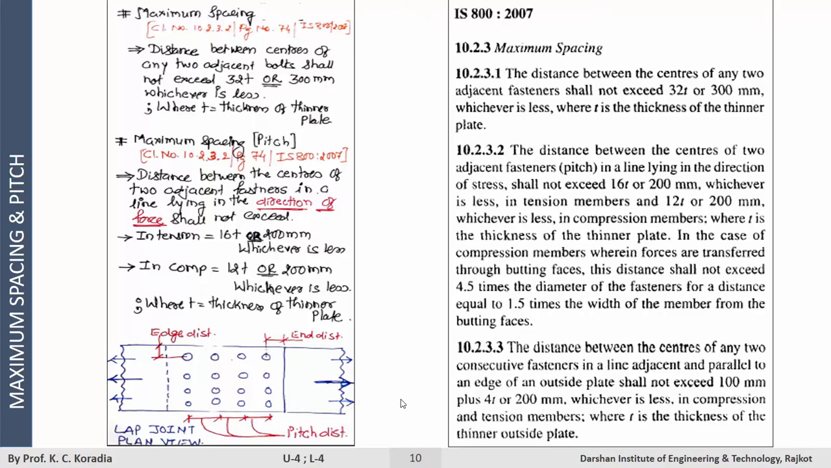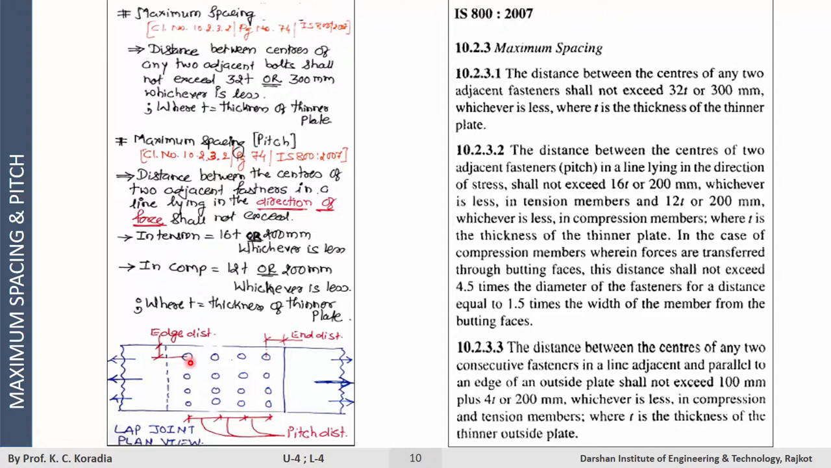Maximum spacing in the direction of force, which is also known as pitch distance. The distance between the centers of two adjacent fasteners in a line lying in the direction of stress or force shall not exceed, in a tension member, 16 times T or 200 mm, whichever is less. In compression, it is 12 times T or 200 mm, whichever is less, where T is the minimum thickness of the connecting plate.